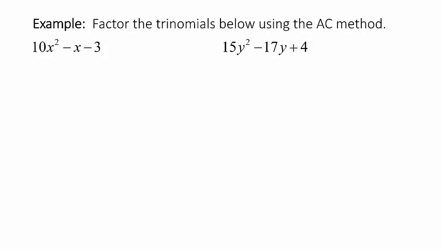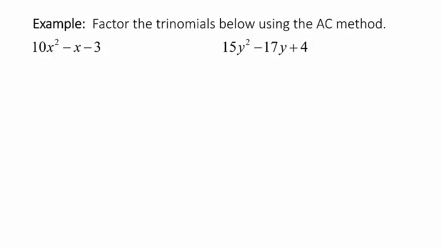Here, we're going to factor some trinomials using the AC method without any prompts or training questions around using the AC method, but let's just talk through these examples, okay? So 10x squared minus x minus 3. Our task is to factor this. We notice that the leading coefficient in front of x squared is not 1, it's 10.